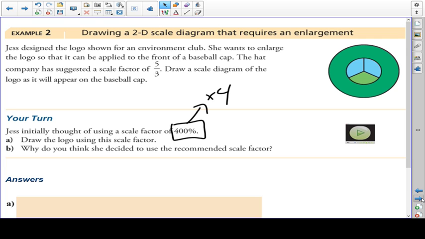Now, it does say to draw the logo using that scale factor. We're not going to do that, but part B asks, why do you think she decided to use the recommended scale factor? The recommended scale factor was 5/3, and that's only about 1 2/3. So I'm guessing that if you multiplied it by 4, it'd be a massive logo. Even if it would still fit on the hat, with a hat you don't want the whole front of the hat to be the logo. You want there to be a little bit of black space or white space around the logo. You don't want the whole hat to be the logo, okay?